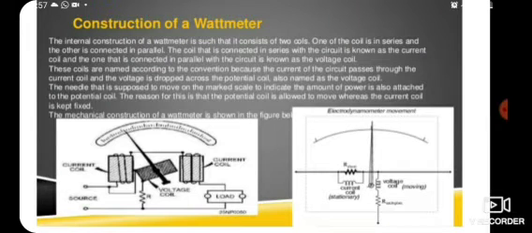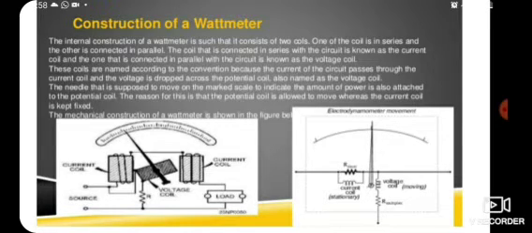Let us see the construction of a wattmeter. The internal construction of a wattmeter is such that it consists of two coils. One of the coils is in series and the other is connected in parallel. See the diagram, one is in series, another one is in parallel. The coil that is connected in series with the circuit is known as the current coil, and the one that is connected in parallel with the circuit is known as the voltage coil or potential coil.